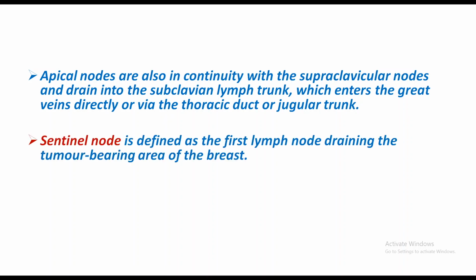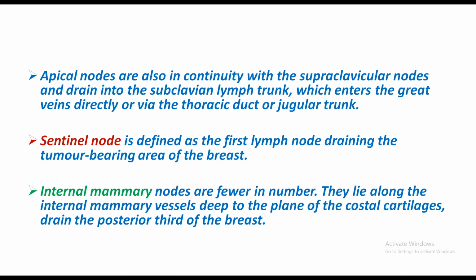There is one more thing, which is the sentinel node. What is the sentinel node? It is the first node draining the tumor bearing area of the breast. So it can be any node, which is the first node that is draining the tumor bed, depending on the location of the tumor. There is one more group, the internal mammary nodes, which are fewer in number. You have seen in the diagram, they lie along the internal mammary vessels and deep to the plane of the costal cartilages. They drain the posterior third of the breast. You are well aware of that.